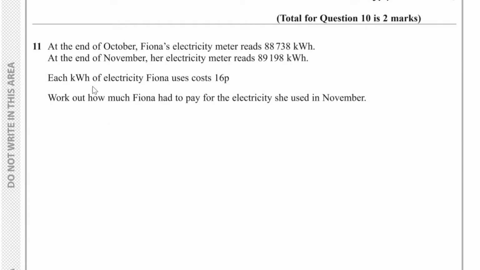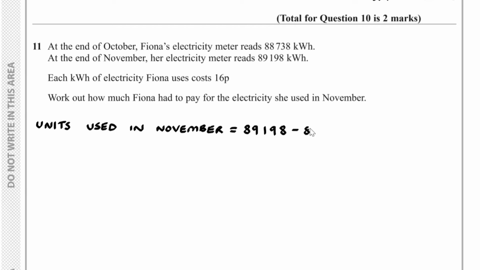Question number 11. At the end of October, Fiona's electricity meter reads 88,738 kilowatt hours. At the end of November, her electricity meter reads 89,198 kilowatt hours. Each kilowatt hour of electricity Fiona uses costs 16 pence. We have to work out how much Fiona had to pay for the electricity she used in November. We can find out the number of units used in November by subtracting 88,738 from 89,198.